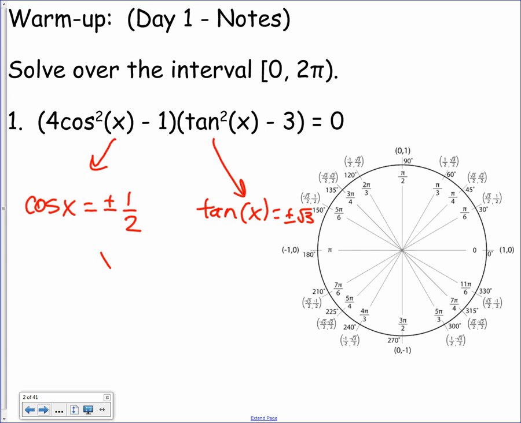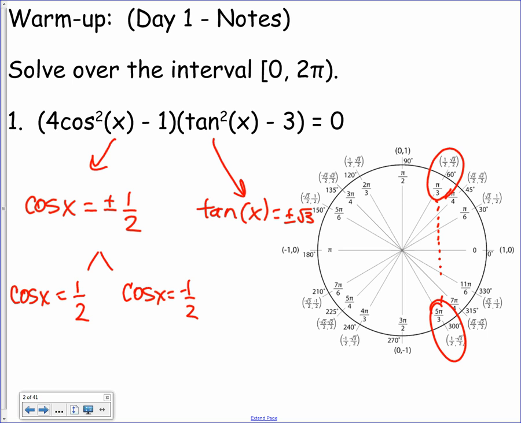When I'm doing these, I'm going to get two sets of answers. I'm looking for where the cosine of x equals a positive 1/2, and where the cosine of x equals negative 1/2. Please remember that cosine are x values. So in my unit circle, I'm looking for x values equal to positive 1/2. That happens at pi over 3 and 5 pi over 3. So this one gives me x equals pi over 3 and 5 pi over 3.